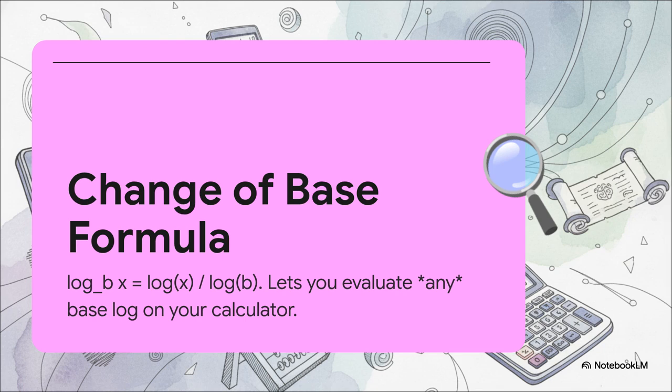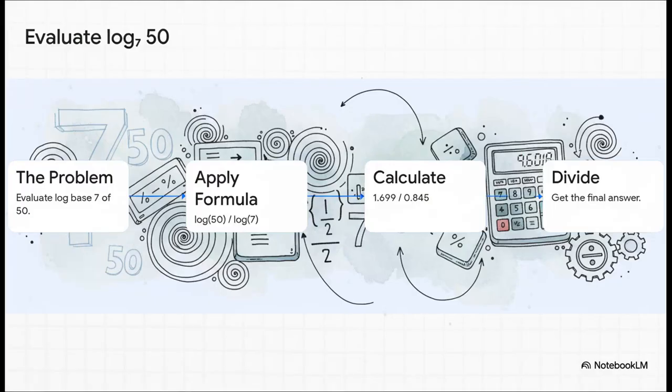It basically says that the log of some number x with any base b is just the common log of x divided by the common log of b. And you know what the best part is? It works the exact same way if you want to use natural logs instead. It's totally flexible.